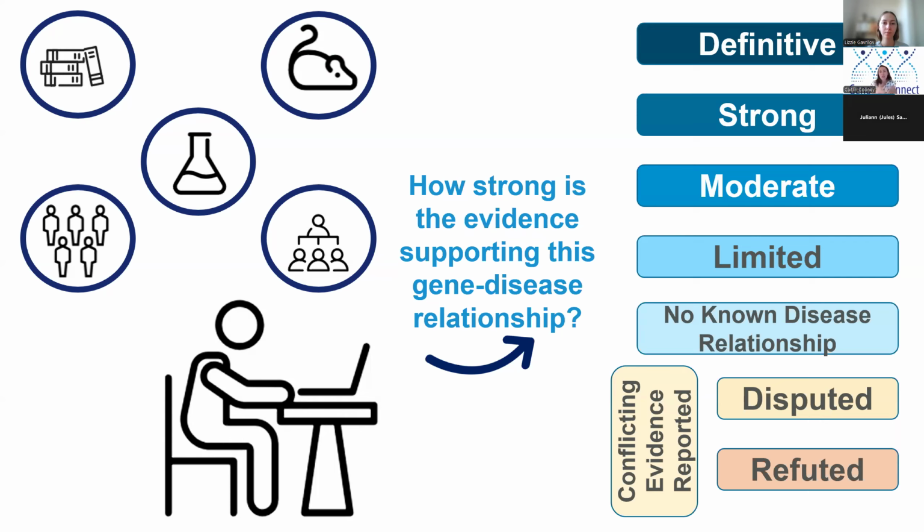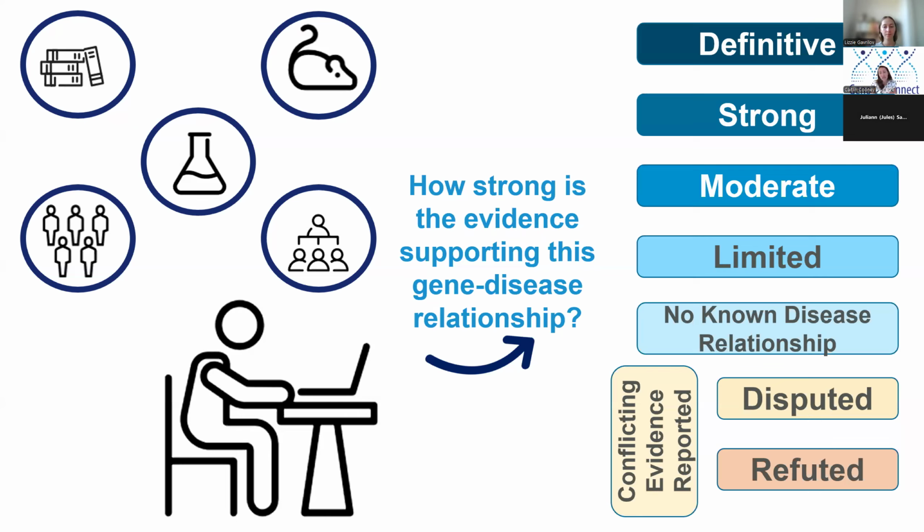These classifications of this gene-disease relationship can help guide genetic testing and variant classification. Variants without well understood gene-disease relationships, such as if a variant is found in a gene with a limited, disputed, or refuted classification, all those variants may be classified as a VUS, as unknown, because we don't know what the gene does yet. So then we can't even determine the impact of that variant, that protein, on health if we don't know what the gene is doing.